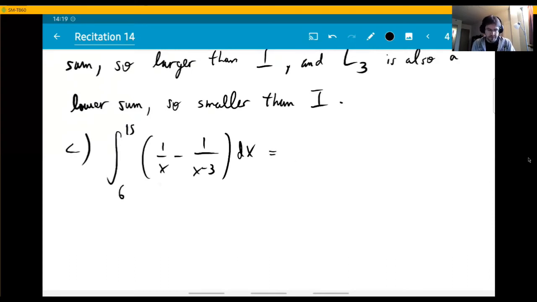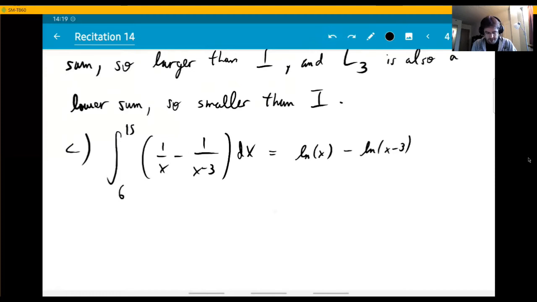A function whose derivative is 1 over x is ln of absolute value of x. Though we don't really need this absolute value here, I'm going to erase it because the interval of the integration is already all positive numbers. x is a positive number here. All right, so this is ln x, and then minus, you can check that ln of x minus 3, the derivative of that is this.